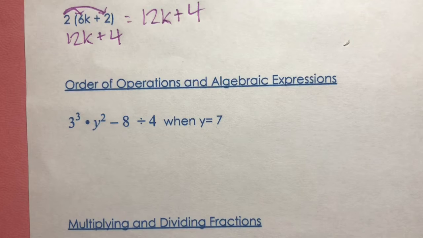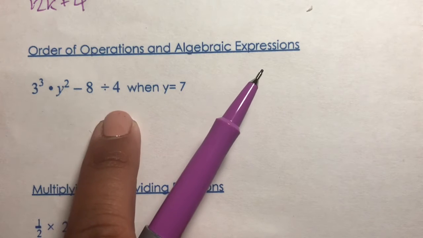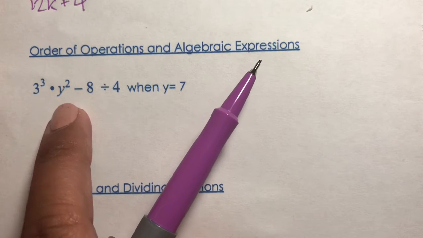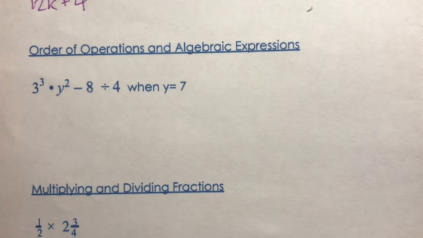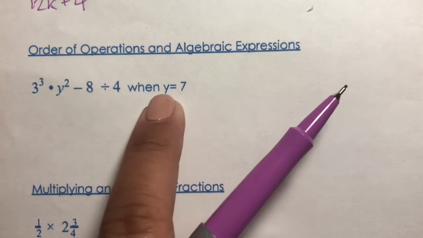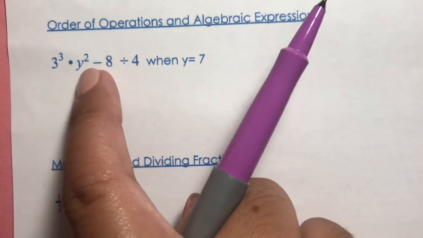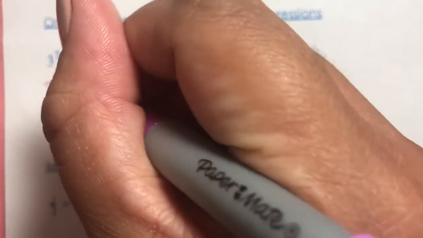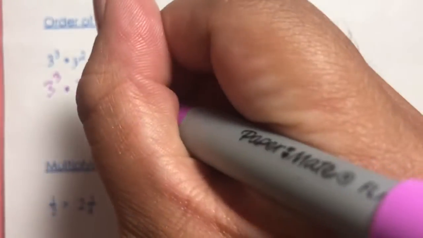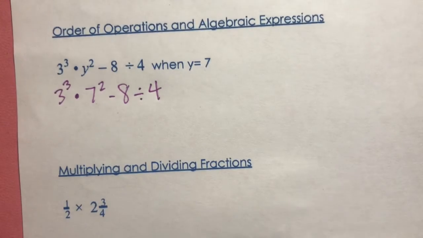Okay, so we're also going to go over some order of operations and algebraic expressions. So when looking at this expression, 3 to the 3rd power times y to the 2nd power minus 8 divided by 4 when y equals 7. Okay, so there's a lot of things going on here. So first we have an algebraic expression, and we have a variable here, but they tell us what the variable is going to be. The variable is going to be 7. So we just need to replace this variable with this number. So it's going to be 3 to the 3rd power times 7 to the 2nd power minus 8 divided by 4. Okay, so that's going to be our expression.